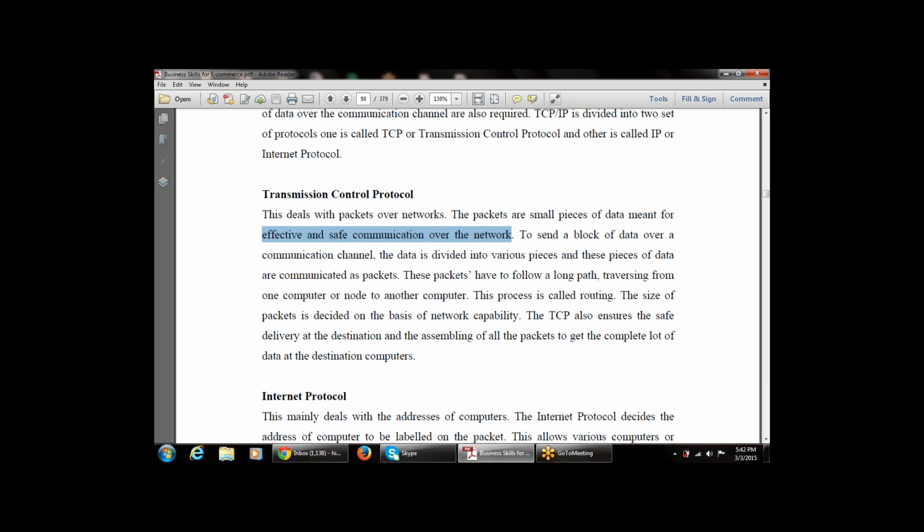The size of packets is decided on the basis of network capability. So whenever we talk about the size of the packets, or what type of packet is mandatory for sending the data over TCP/IP.